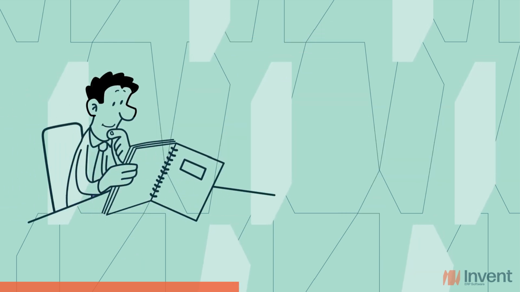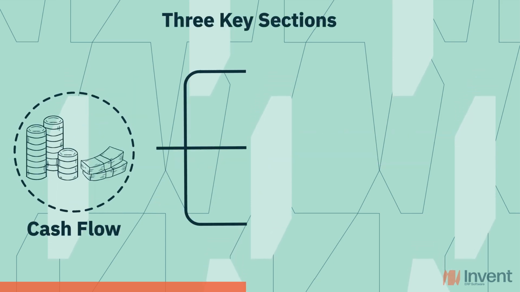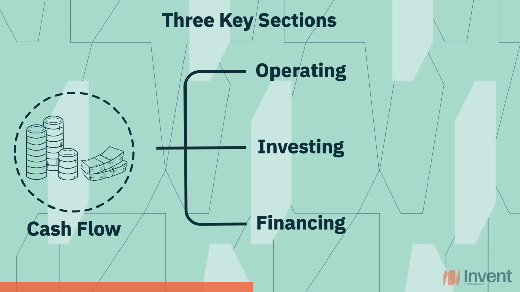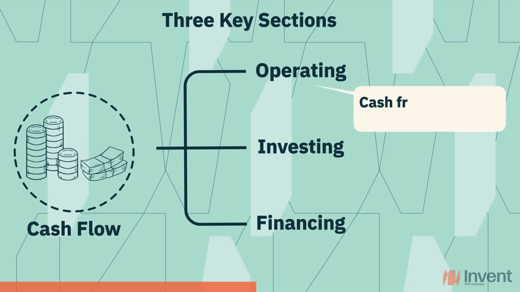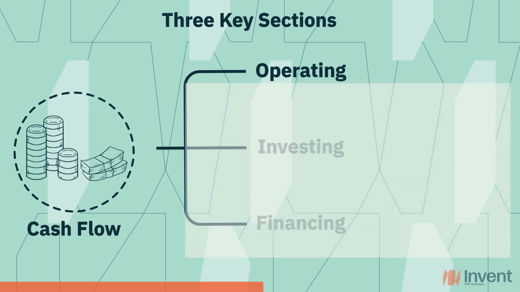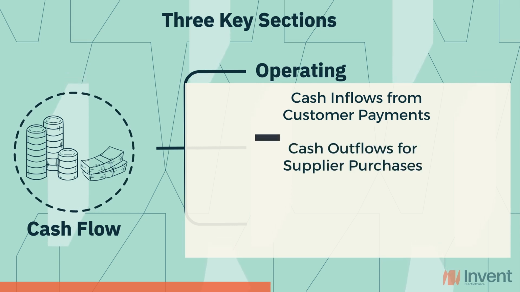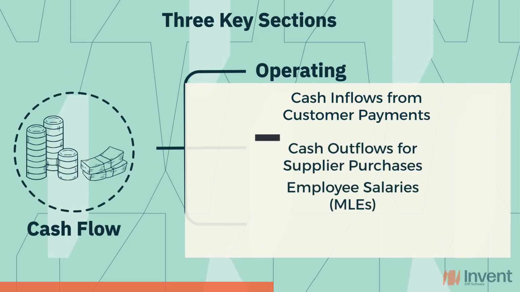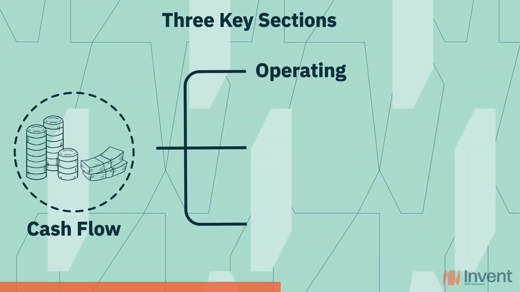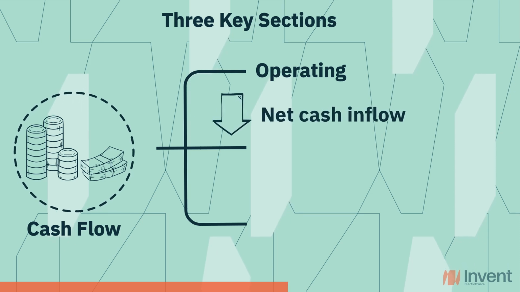To understand the details, we need to look deeper into the cash flow statement, which is divided into three key sections: operating, investing, and financing. Many companies label the first section as cash from operating activities, CFOA, or something similar. This section mainly covers cash inflows from customer payments, minus cash outflows for supplier purchases, employee salaries, interest, and taxes paid to governments. For most stable, mature companies, cash from operating activities usually shows a net cash inflow.